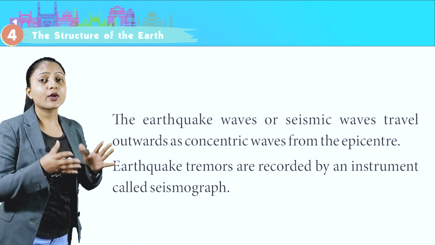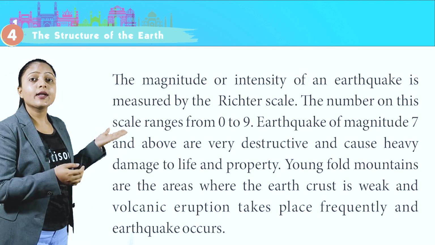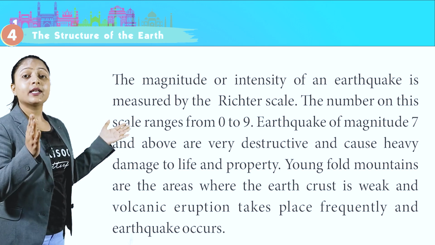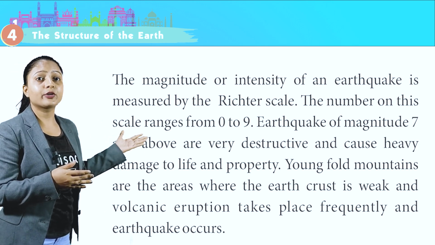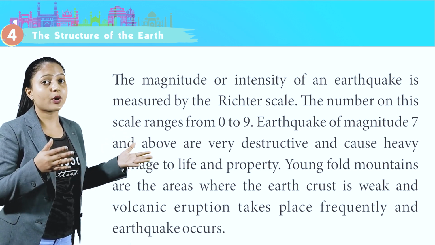Earthquake tremors are recorded by an instrument called a seismograph. The magnitude or intensity of an earthquake is measured by the Richter scale. The number on this scale ranges from 0 to 9. Earthquakes of magnitude 7 and above are very destructive and cause heavy damage to life and property.